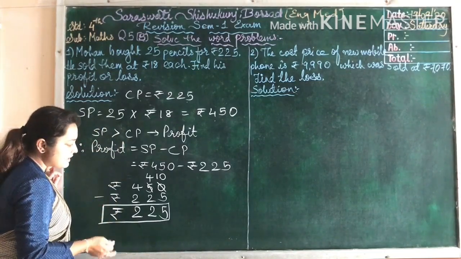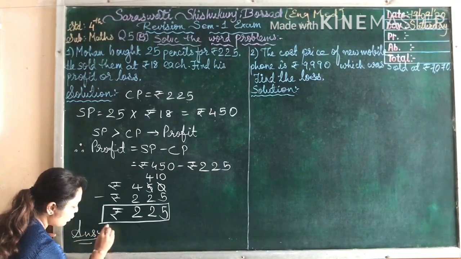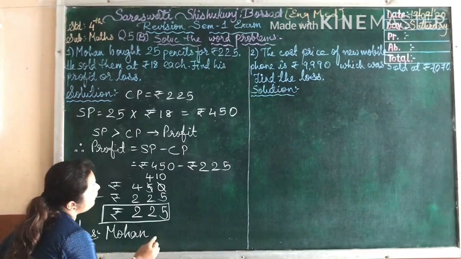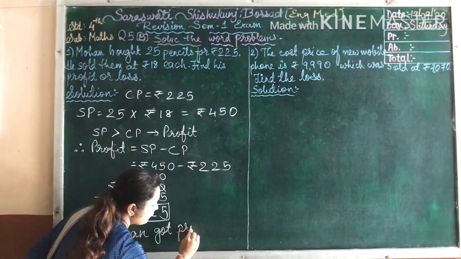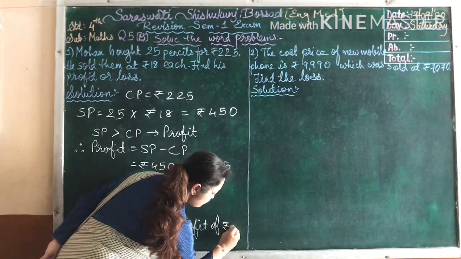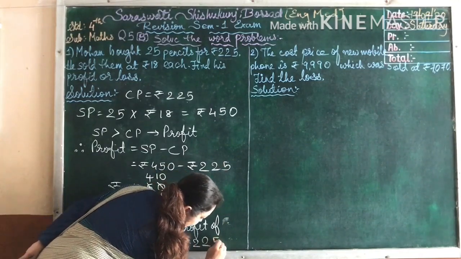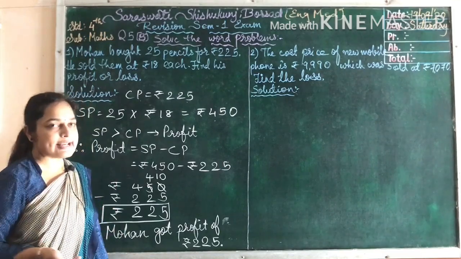Okay. So we can say from this that the answer is: Mohan got profit of rupees 225. Okay, now let's move towards second number sum.